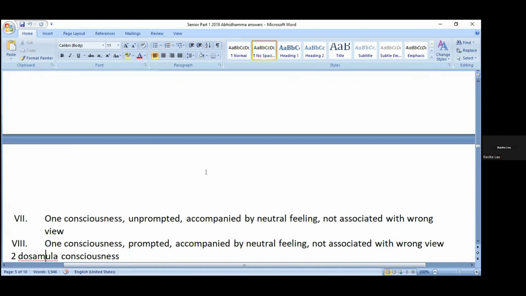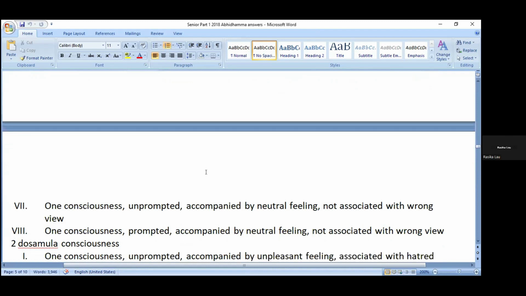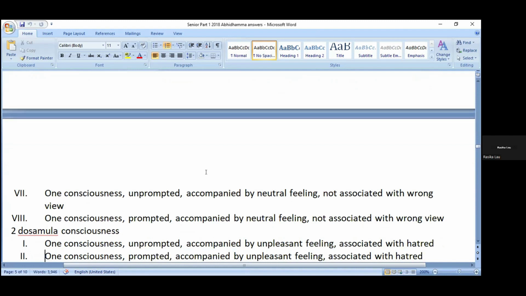So dosa-mula consciousness. Recall that one consciousness, prompted, accompanied by unpleasant feeling, is also associated with hatred. Then this one is the same form also: unprompted becomes prompted, and the same thing, unpleasant and with hatred. So there are 2, 8, 2, 2.